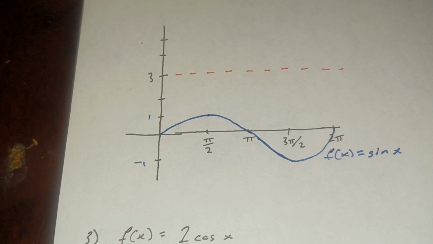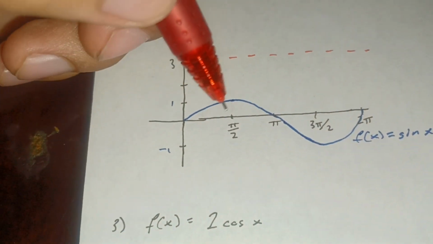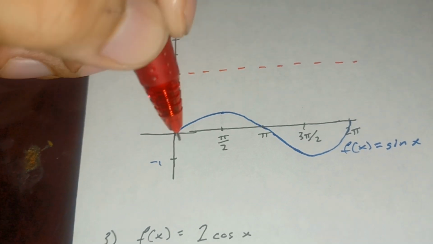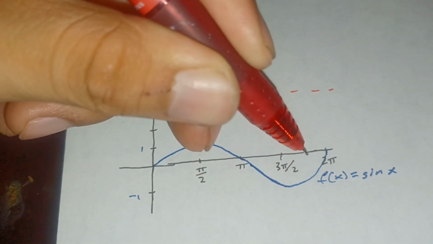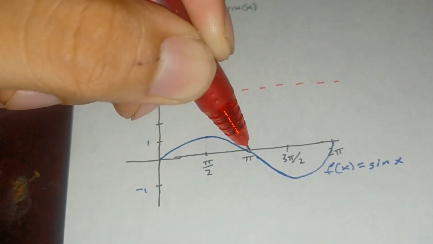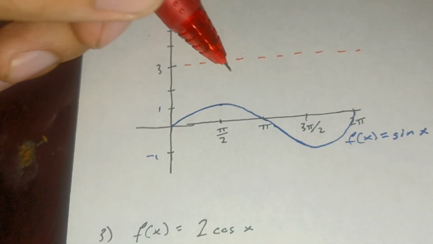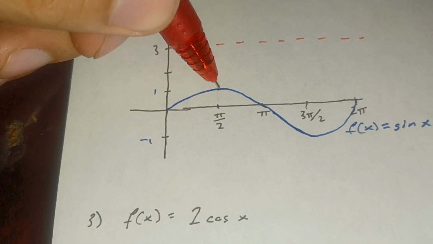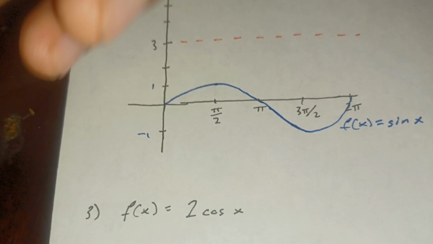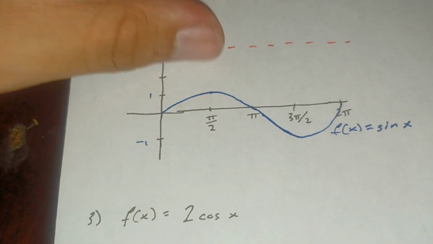As you can see, the function of sine of x crosses, goes like that, and ends at 2 pi. It crosses the x-axis at pi, and it has this high point right here at 1 at pi over 2, and this low point here at negative 1 at 3 pi over 2. So that's just your standard sine function.